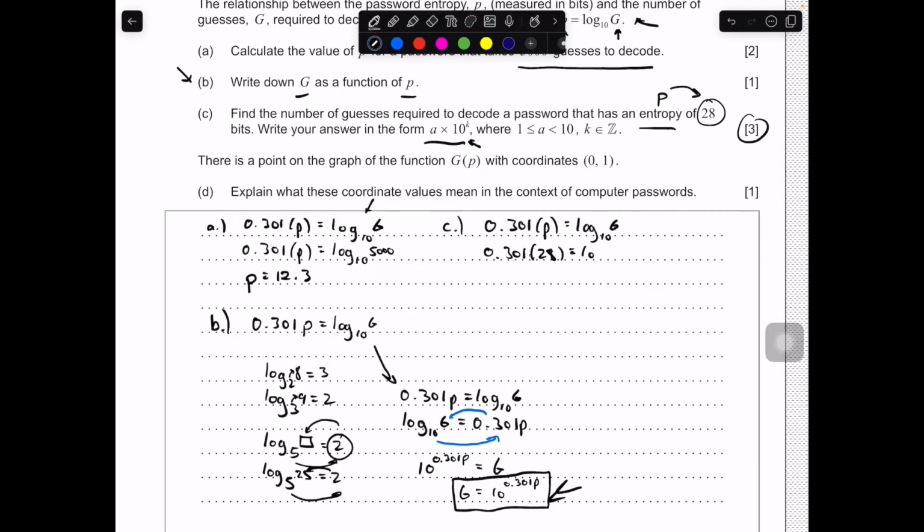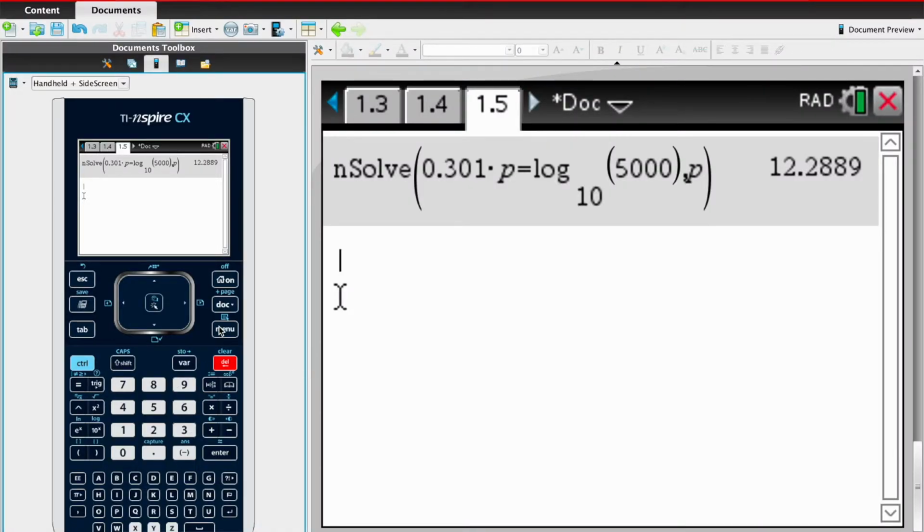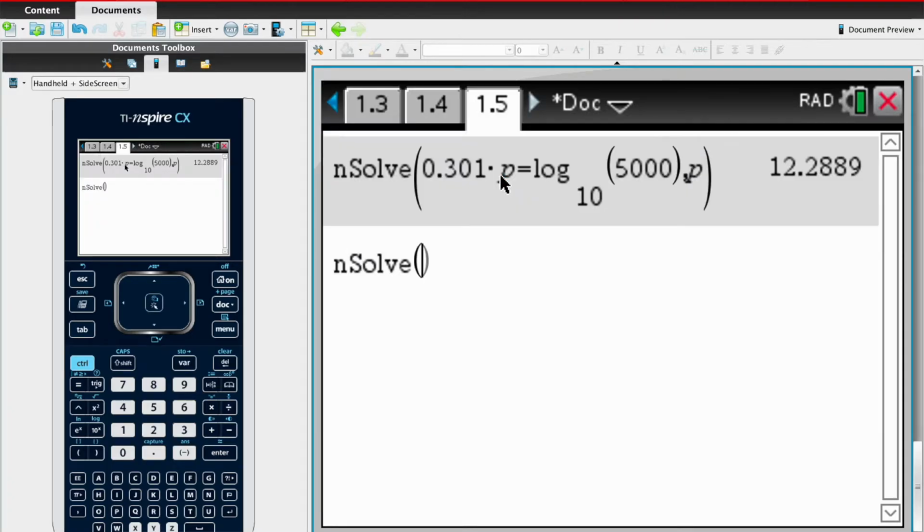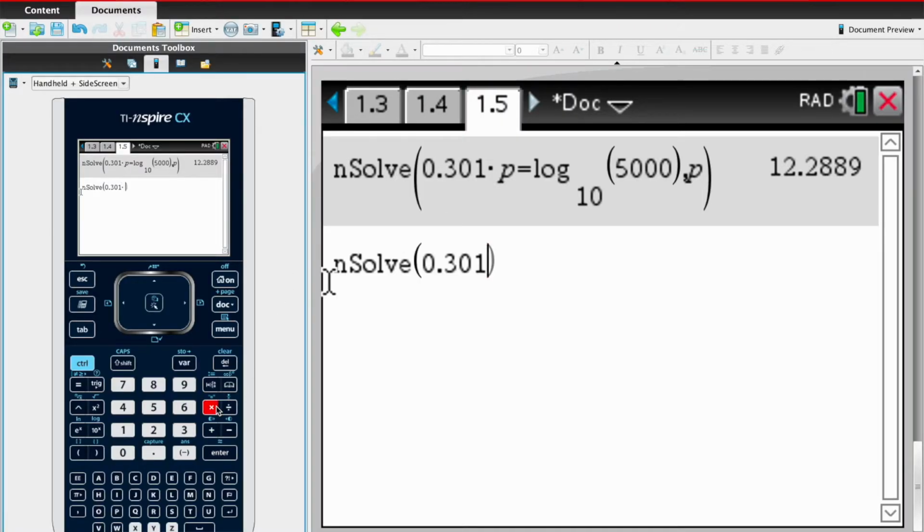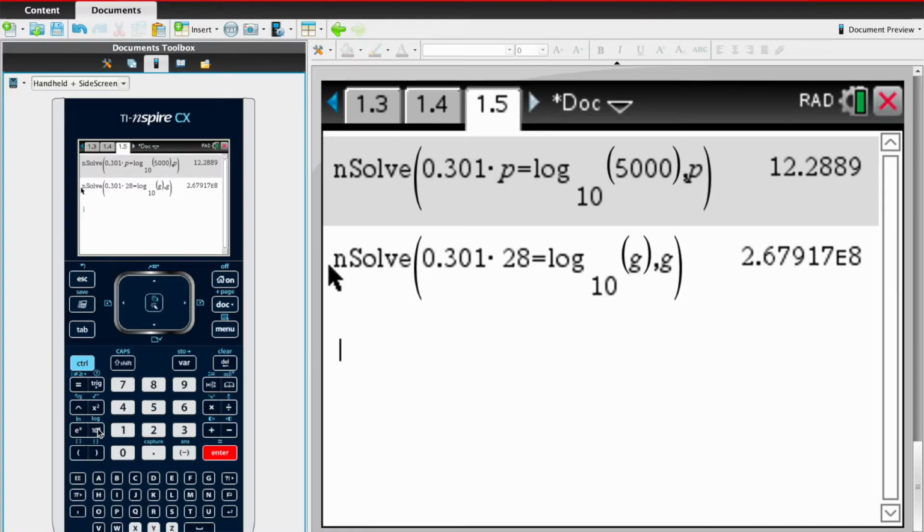0.30128 is equal to log base 10 of g. Okay, and let's just solve that. So, going back to the calculator, let's see what we can do. Menu, algebra, numerical solve, 0.301 times 28. Let's write that. Times 28 is equal to, in this case, log base 10 of g. Oops. And then we'll ask the calculator to solve for g. There it is. Okay. That's a massive, massive number.